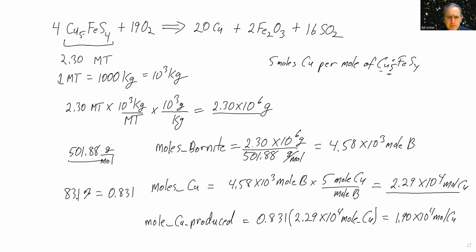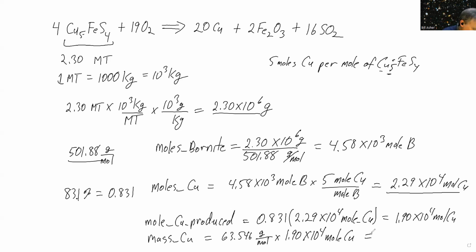Okay. And then the mass, I think copper is 63.546 grams per mole, although I don't think that's particularly critical here. So mass of copper is going to equal the molar mass, 63.546 grams per mole, times 1.90 times 10 to the fourth moles of copper. And I come out with 1.21 times 10 to the sixth grams of copper, or 1.21 metric tons, if you will.